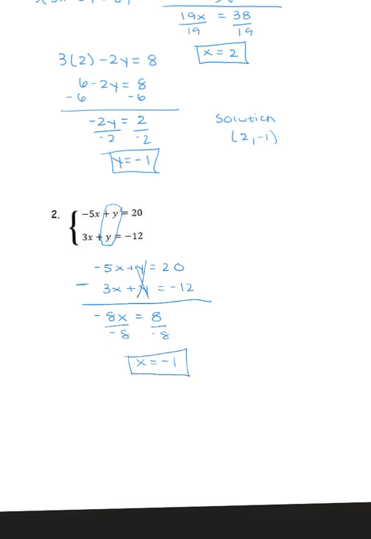Now that we have our x value, we're going to solve for y. Again, with this situation, it doesn't matter which equation you use. I'm going to go ahead and use the top equation, which is negative 5, sub in my negative 1 for x, plus y is equal to 20. 5 plus y is equal to 20. Subtract 5, subtract 5. y is equal to 15. So we get the solution negative 1, 15.